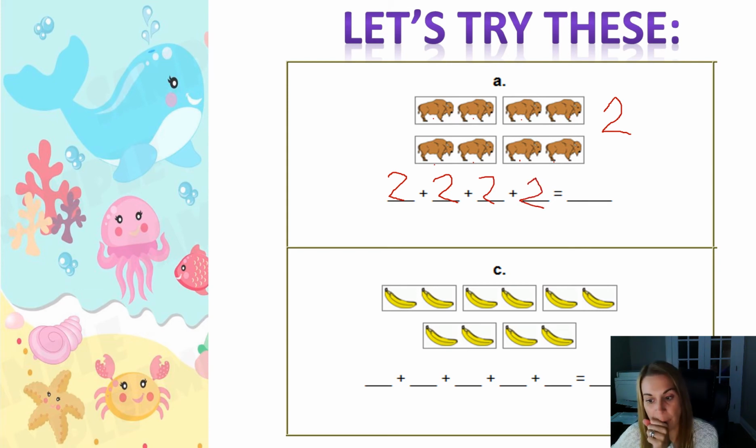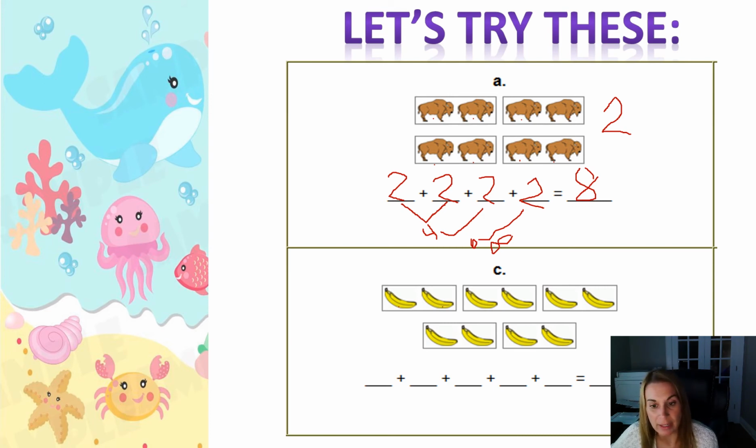All right, now, how can I figure out how to add these up? All right, well, let's see. We can do 2 plus 2, and we know that 2 plus 2 equals 4. Right? And then when we add this 2 to the 4, our answer is 6, and we have 1 more 2 to add. And then we know that our answer is 8.